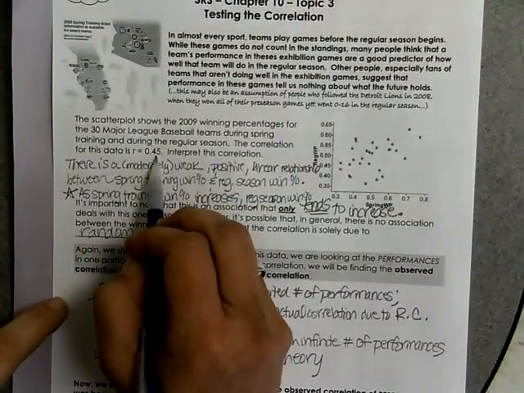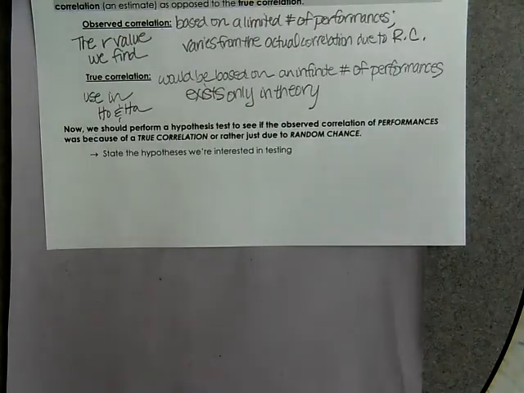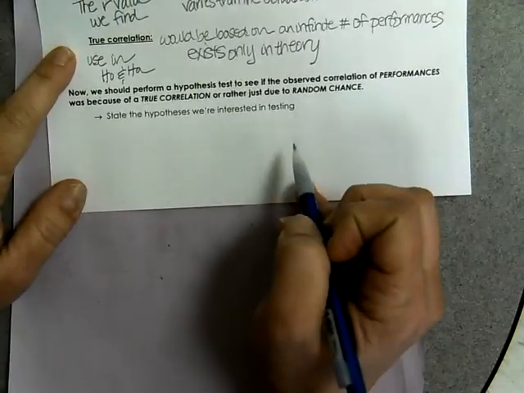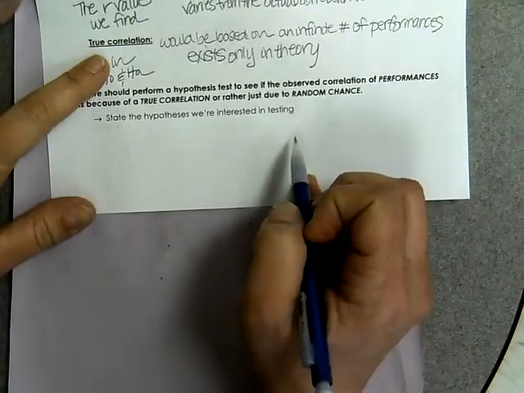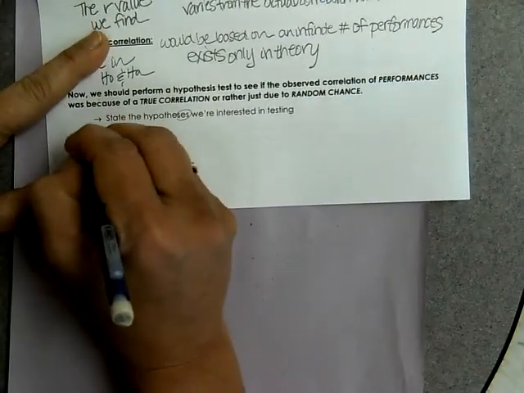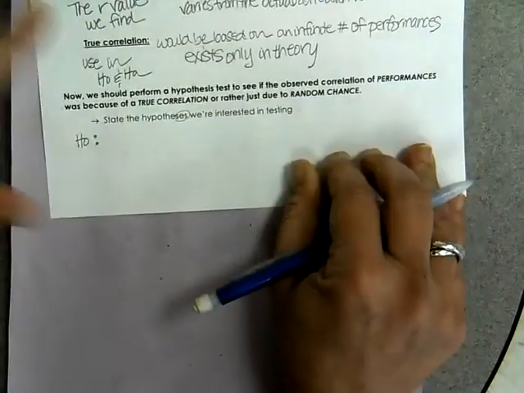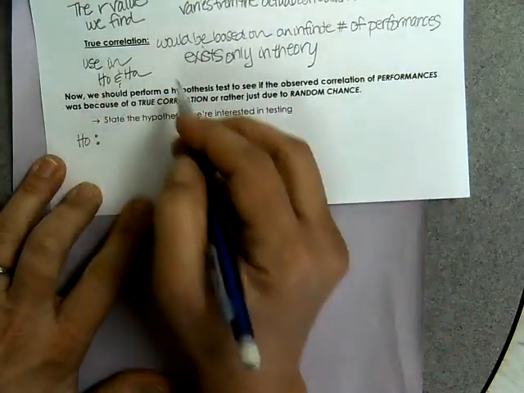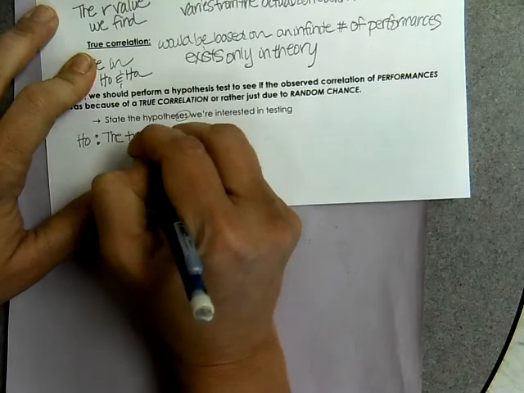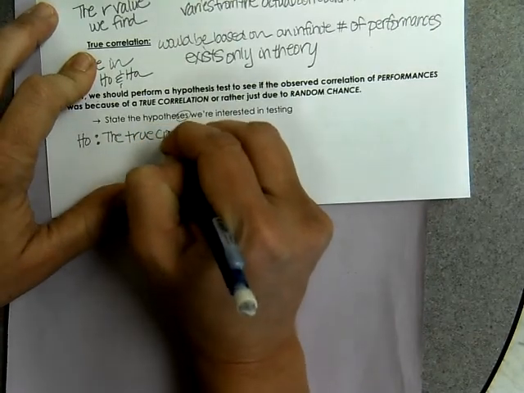So this 0.45 is the observed correlation that we can use. Now we should perform a hypothesis test to see if the observed correlation of performances was because of a true correlation or just due to random chance. So it wants us to state our hypotheses, always plural. We start with our H0, our null hypothesis, and we're going to talk about the true correlation in our hypotheses.